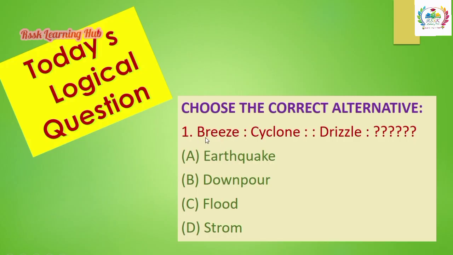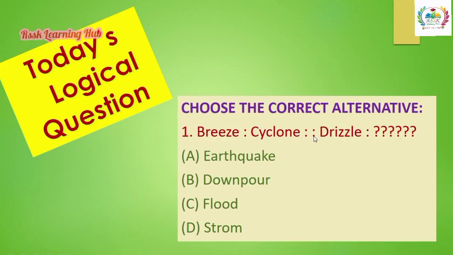Now listen to the question. Breeze tends to cyclone. Drizzle tends to what? That is the question. The answers are earthquake, downpour, flood and storm. First find the meaning of all the words. What is breeze? What is cyclone? What is the link between breeze and cyclone? Check it out. Next find what is meant by drizzle, the same way, and what alternative can replace drizzle when compared with the first part.